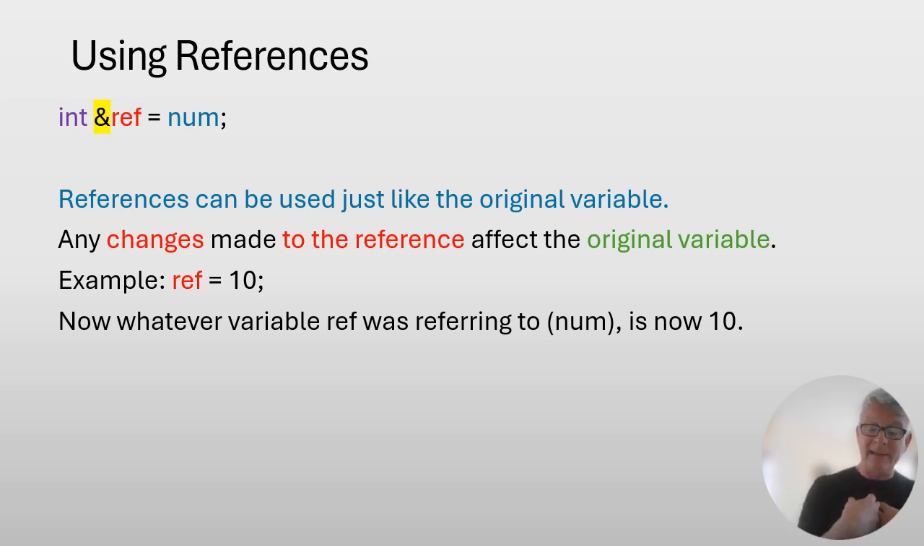So my alias, let's say my rapping name is Vitamin D, because I'm full of sunshine. So I'm on stage and you see me and you say, hey, Professor Sarlo, and I look up and I'm like, no, I'm Vitamin D. And you're like, no, you're the same person. That's what this is. So if you use the alias name or if you use the regular variable name, it's going to be the same memory spot. Any changes made to the reference affect the original variable. So now ref is 10. Now the variable referring to num is 10, just like we had in our popsicle example. We can change the integer value of our popsicles.